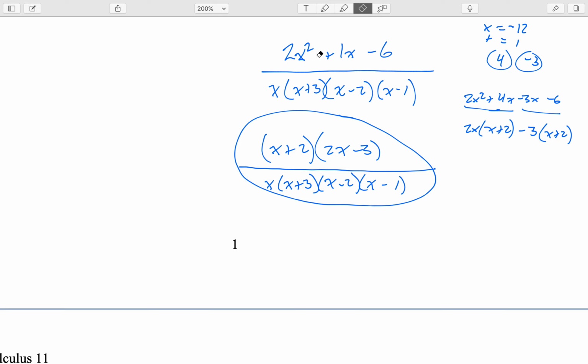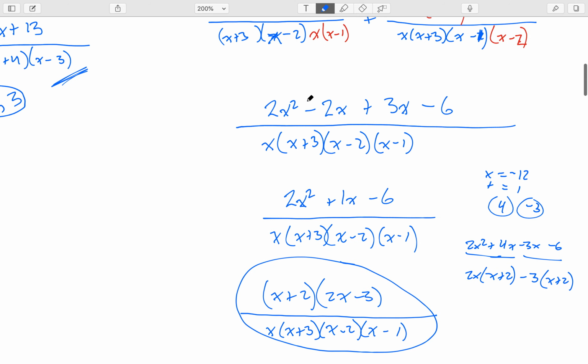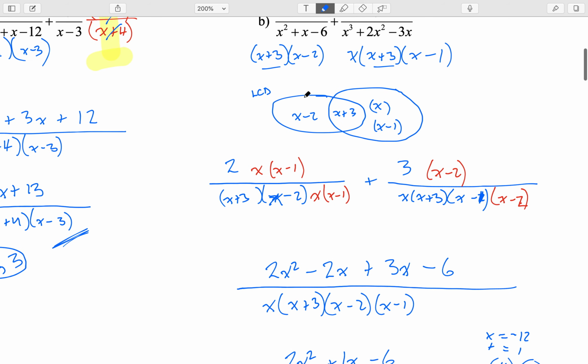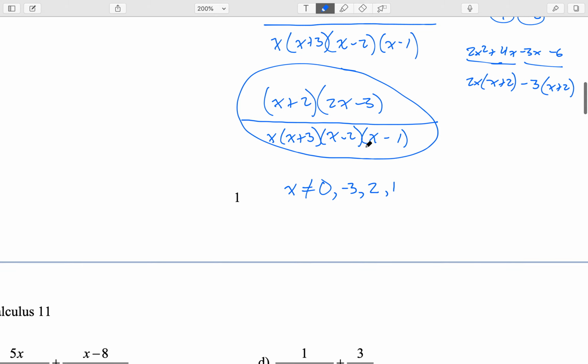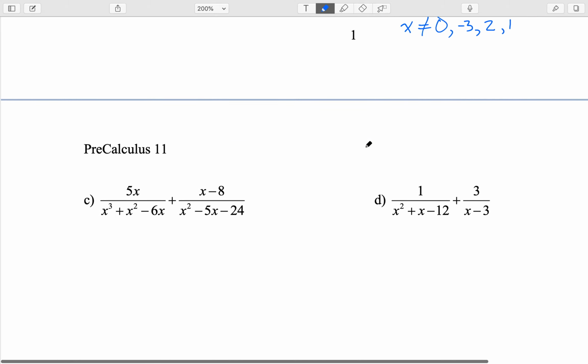So this thing is done. I still need to do my restrictions. Anything in the bottom is a restriction. So x cannot equal 0, negative 3, positive 2, positive 1. Are there any other ones? There's those 4. Those are the only 4 we had all the way through the problem. So those are my only 4 restrictions. Okay, let's move on.